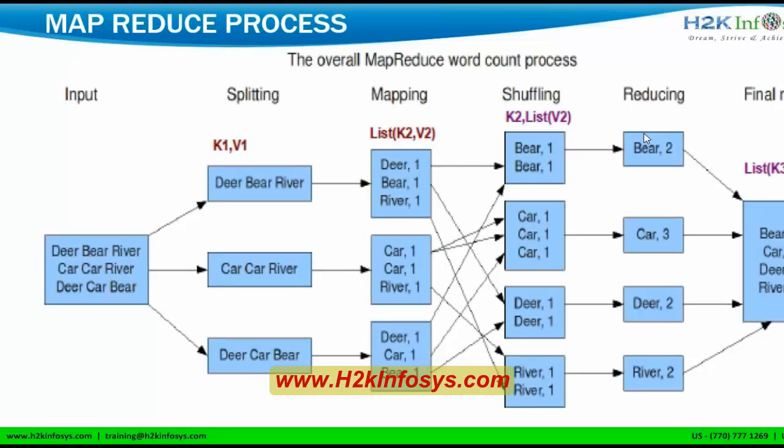Suppose you see here bear comma 1 and bear comma 1; in my reducer phase I am doing it as bear comma 1 plus 1, which is 2. The same thing is happening with car. For car comma 1, car comma 1, car comma 1, I get car comma 3, and the same with deer and river, and thus I am finally producing my final result. So let us see this through the programming, how we are doing it.